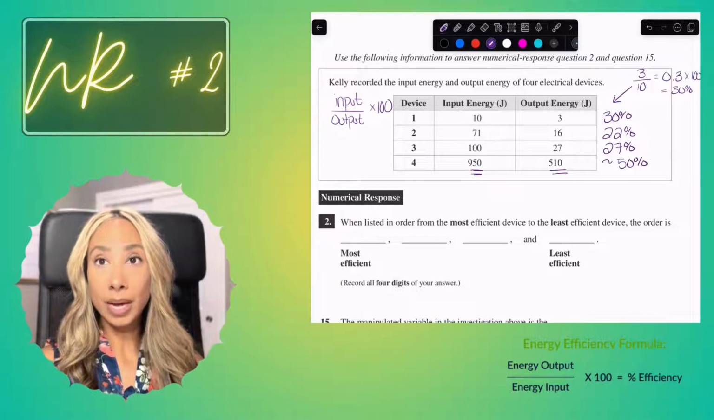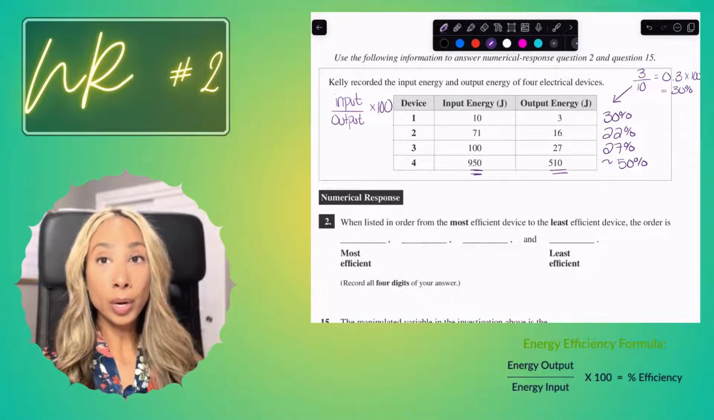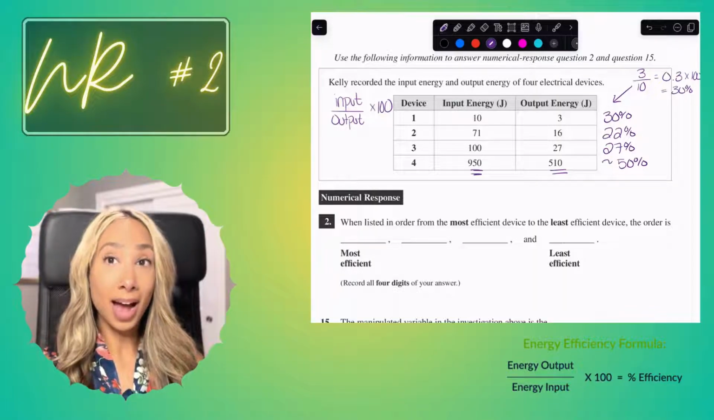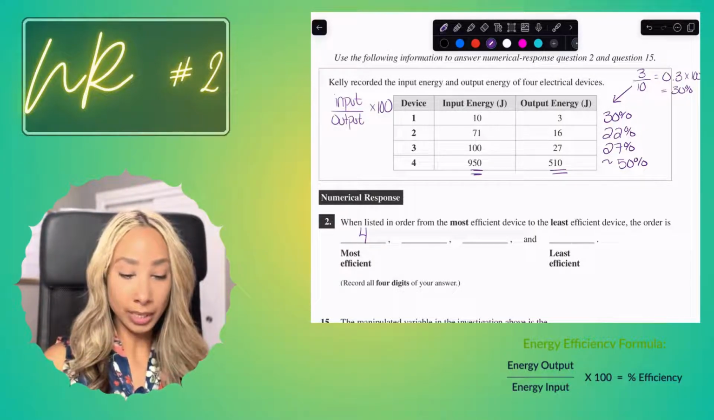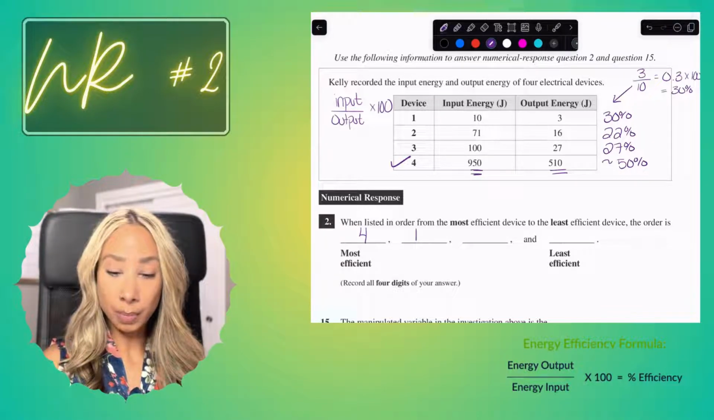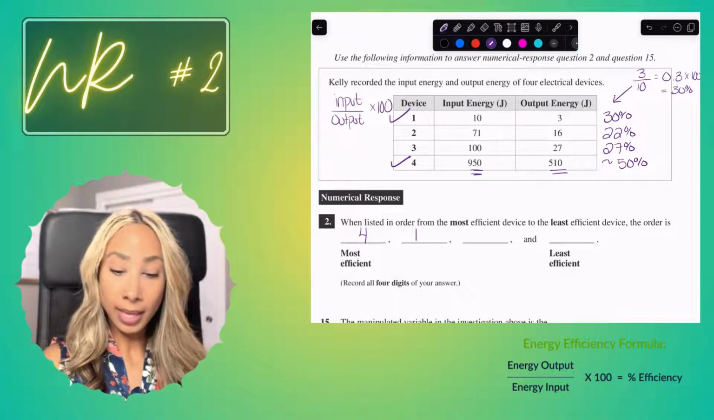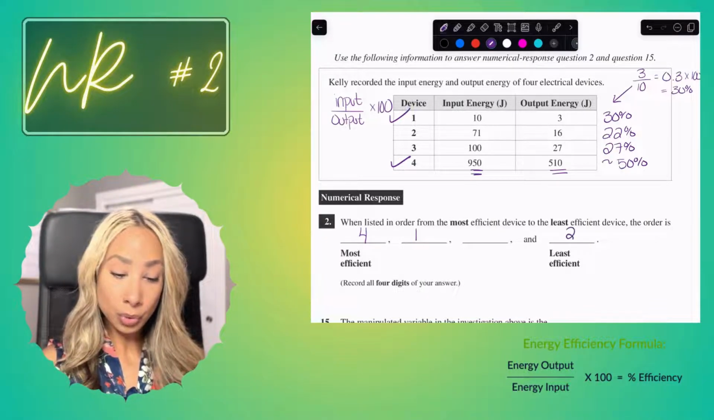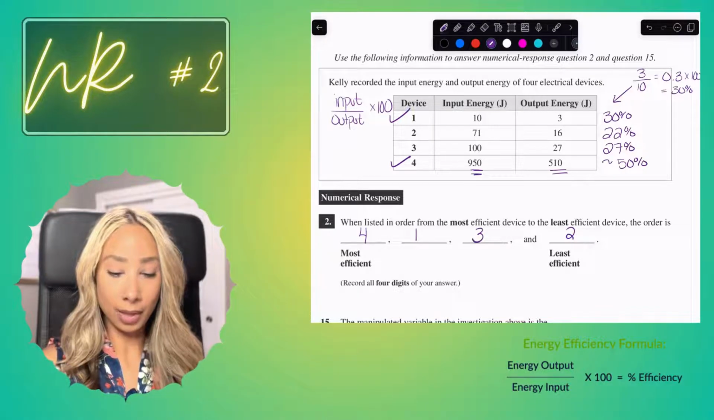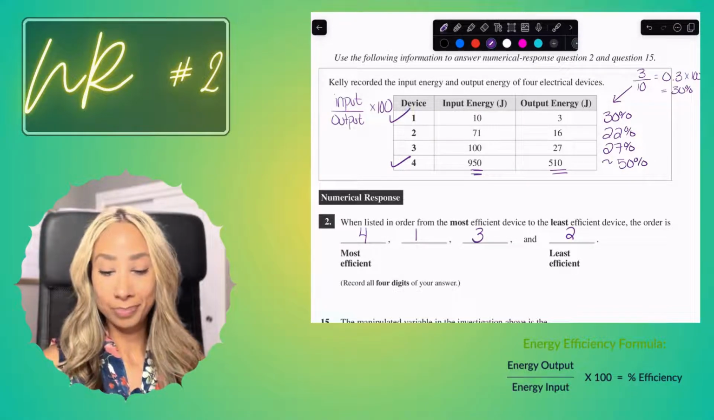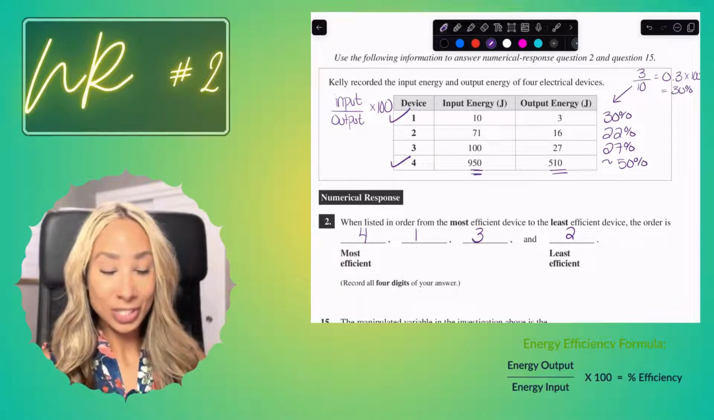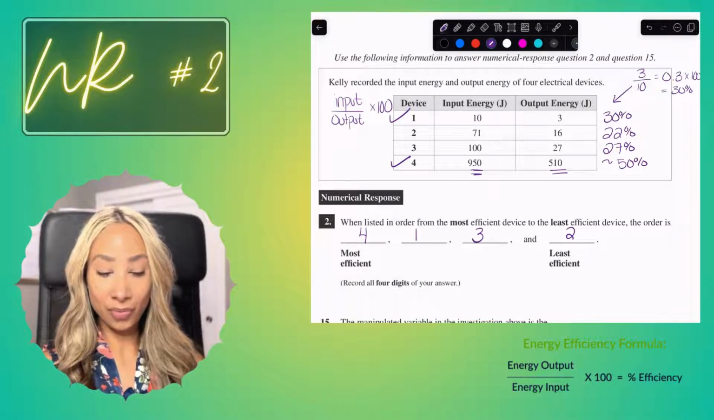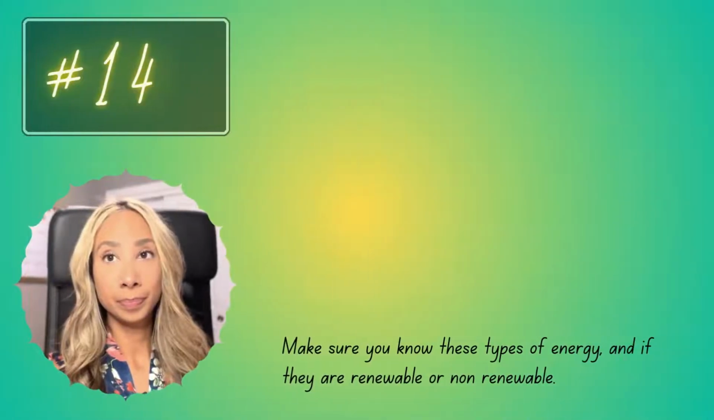So now we have to decide which one is most efficient. In order for something to be efficient, it has to have the highest percentage. So our highest percentage is going to be 4. Our next one is going to be 1. Then leaving us with device 2 and 3. So 2 is going to be our lowest and 3 is going to be our second least efficient one. So our answer for this is going to be 4, 1, 3, 2.